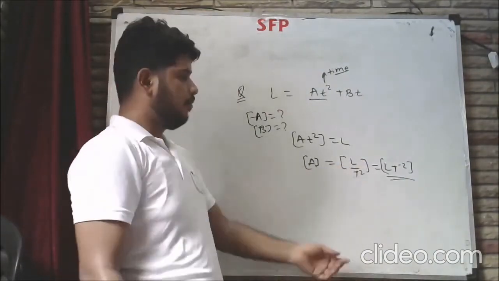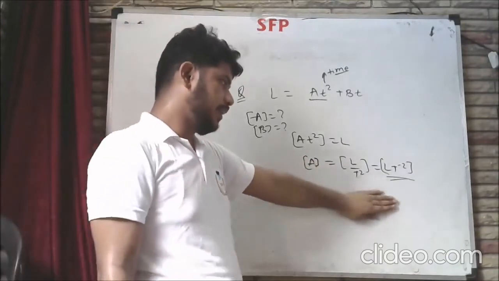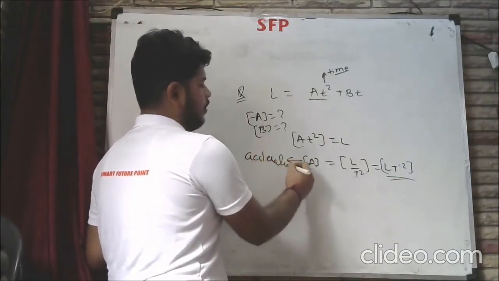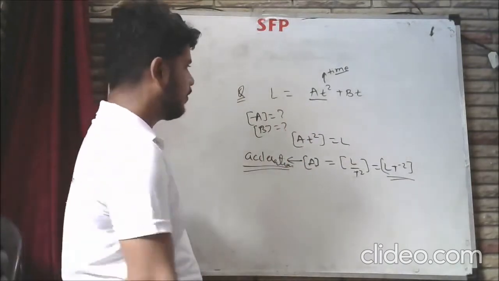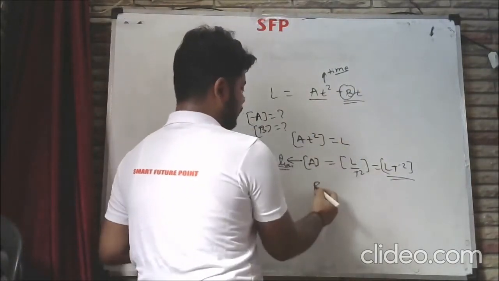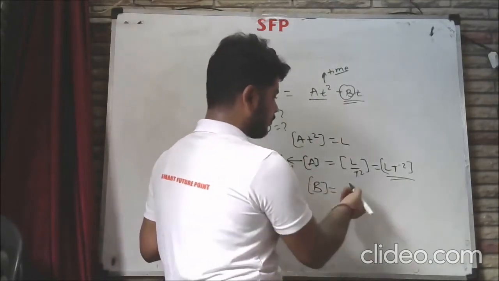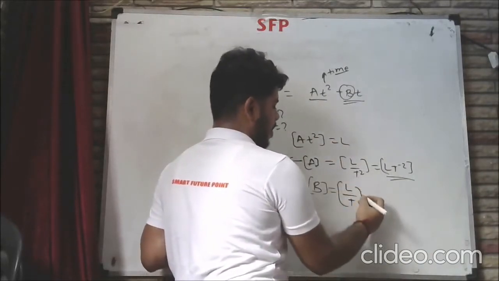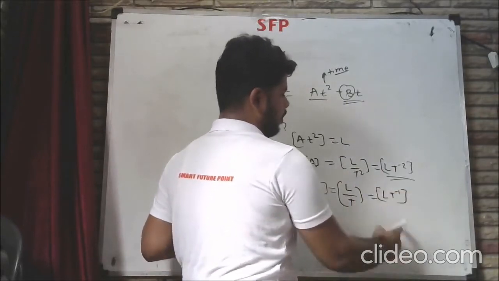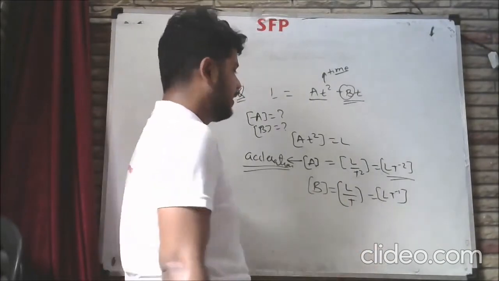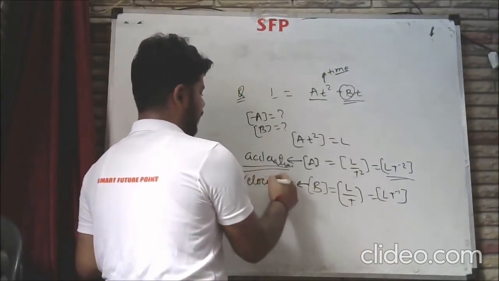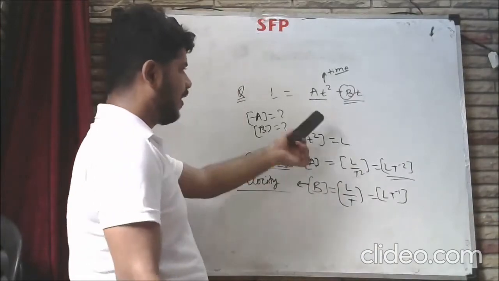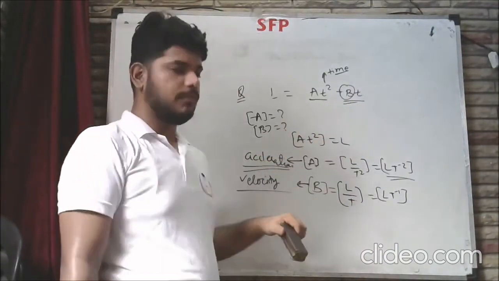If I ask what this value of A is, what will you say? LT minus 2, we find this is nothing but the dimension of acceleration. Fine. Second, if we take B, what is B? bt has dimension equal to L, so B is L by T, which is LT minus 1. We are familiar with this. This is nothing but velocity. So using this, you can always find the dimension of any constant.